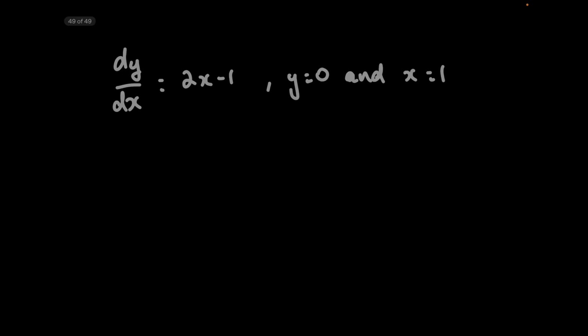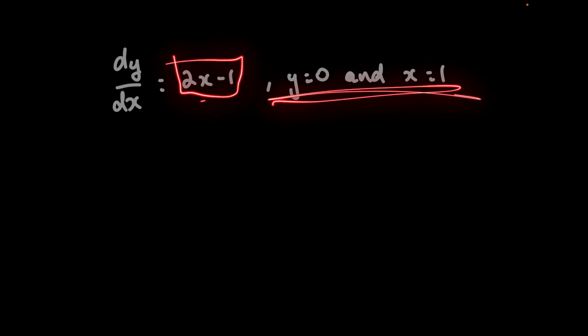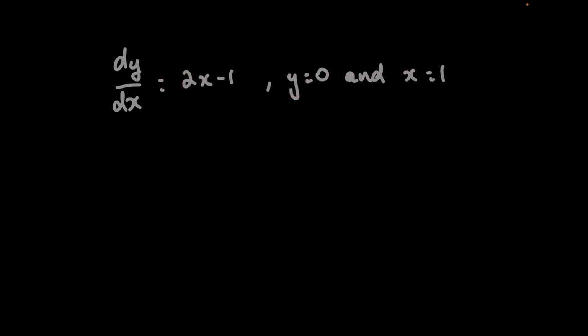Okay, this is our next question over here. We're given that the derivative of a function is 2x minus 1, and we have coordinates on the original function. Our goal is to find what y is in terms of x. So the first thing we're going to do for this question is simply just find the integral of dy on dx. So when we do that, what we end up with is that y is simply equal to the integral of 2x minus 1 dx. So let us work out this integral now.